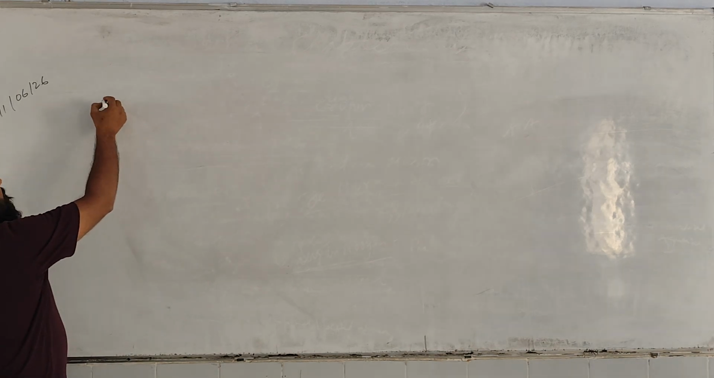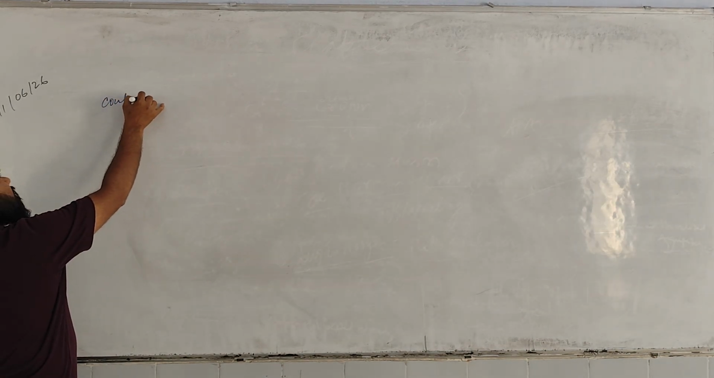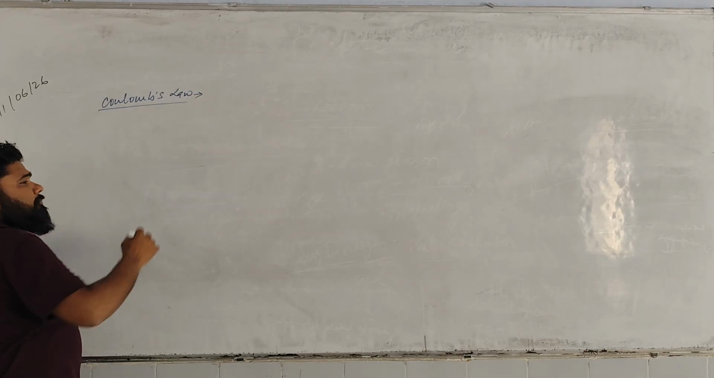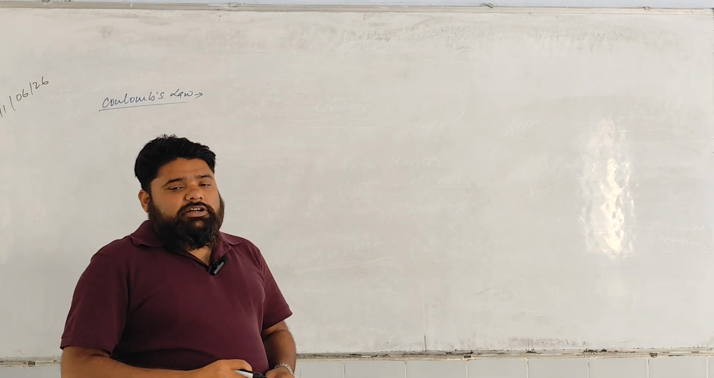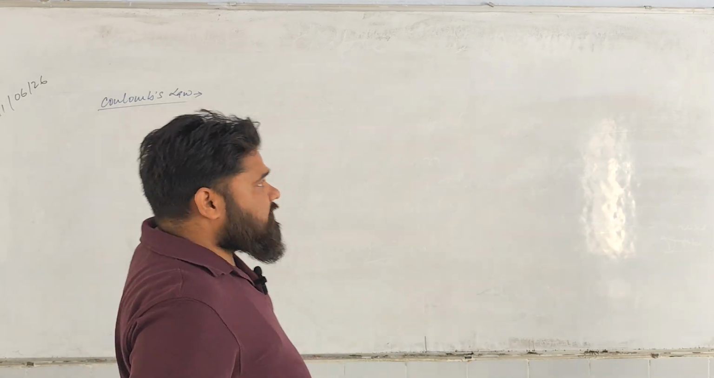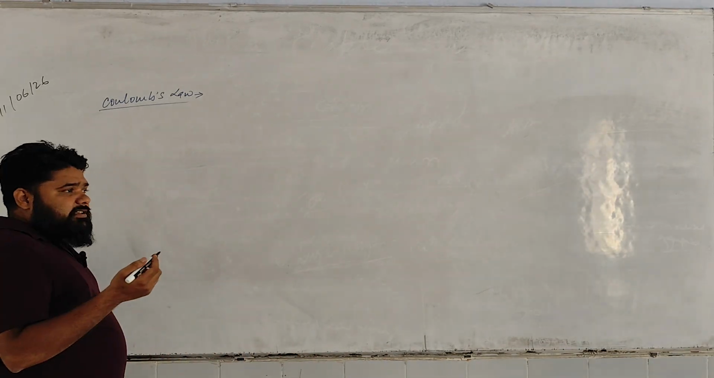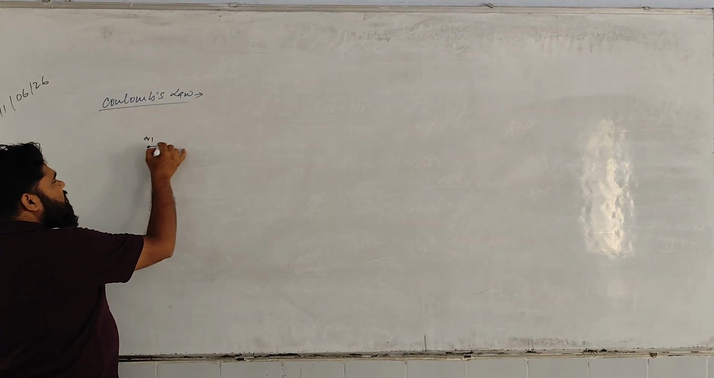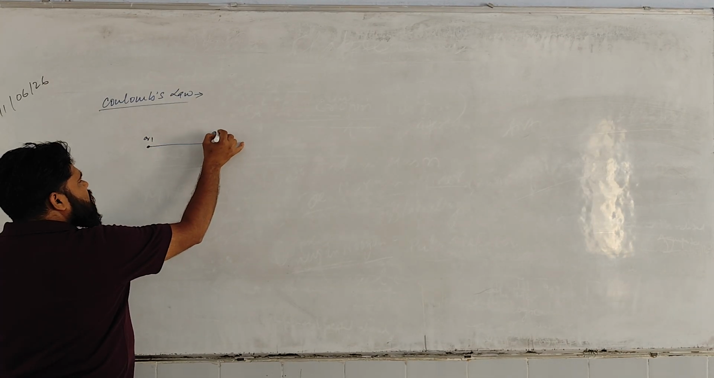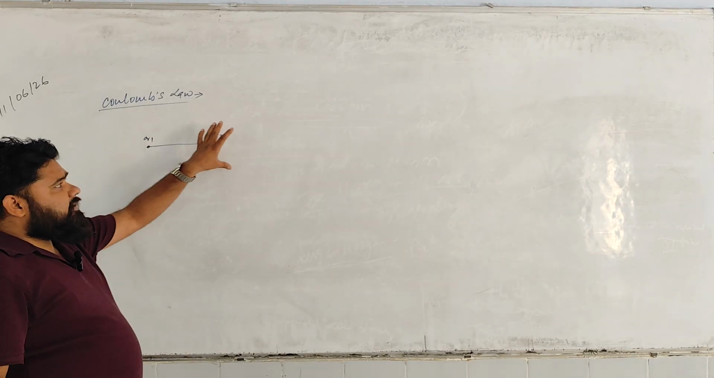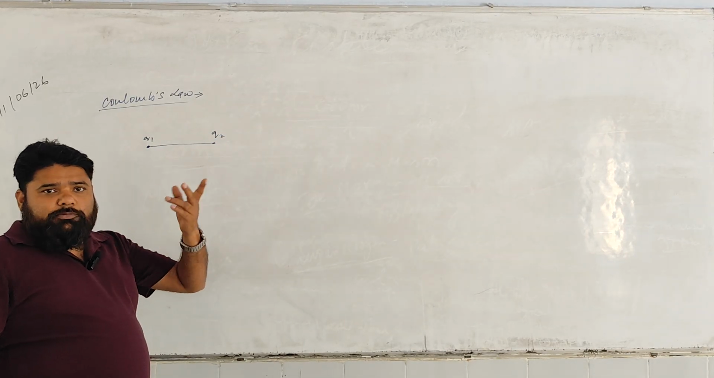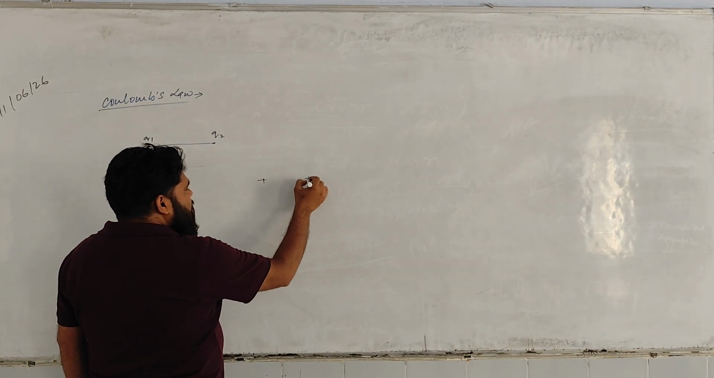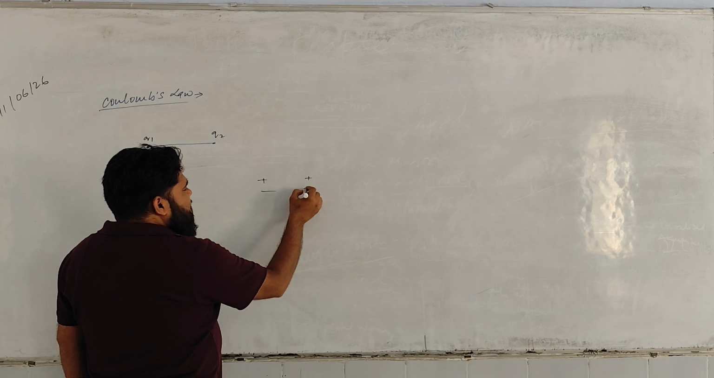So in Coulomb's law, first of all, this law is applicable only in the case of point charges. Suppose we have two point charges, Q1 and Q2. These two point charges may be of the same polarity or of opposite polarity. If these two point charges have the same polarity, that means both charges are positive or both are negative.